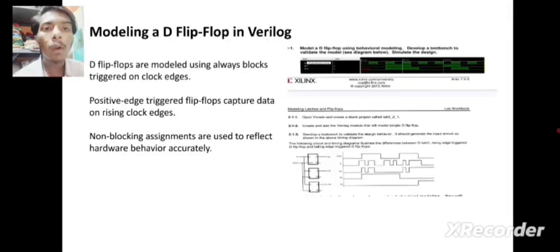The next is modeling a D flip-flop in Verilog. So it is the main concept in the latches. So the modeling of a D flip-flop in Verilog. The D flip-flops are modeled using always blocks and triggered on clock edges. On the positive edge triggered flip-flops, they capture data on the rising clock edges. Non-blocking assignments are used to reflect the hardware behavior.